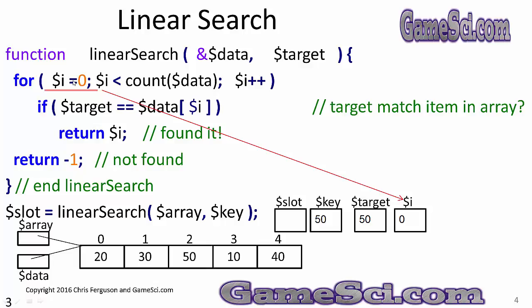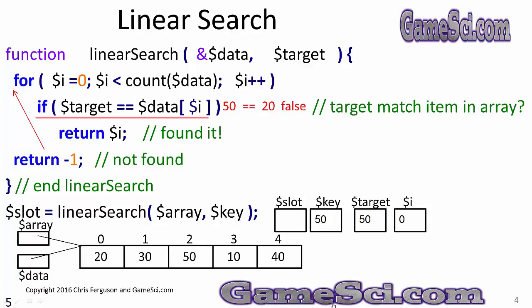We create a variable $I here and initialize it with 0. The first position of the array is slot 0 of the array, so when we want to search an array, we always start at position 0. And we go all the way to the end. We use the count function. Remember, the count function returns how many items are in the array or how many slots there are. So count is going to return a 5, and 0 less than 5 is very much a true statement. As a true statement, the for loop is going to go inside the for loop and execute the code inside the for loop.